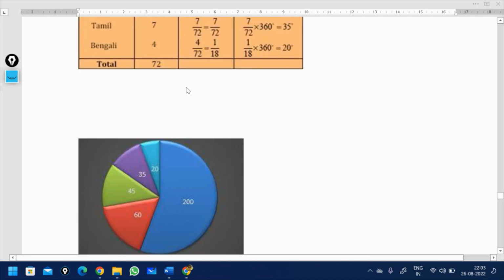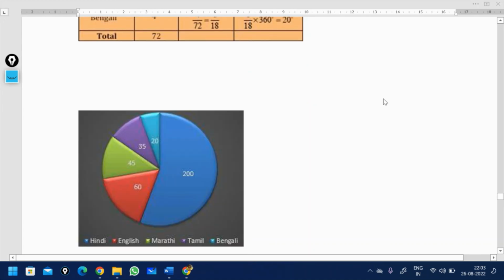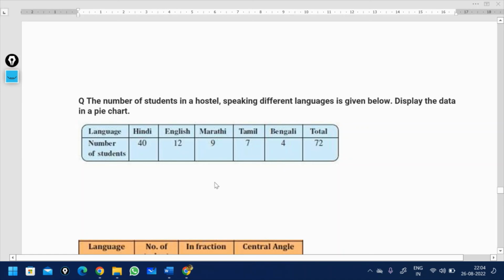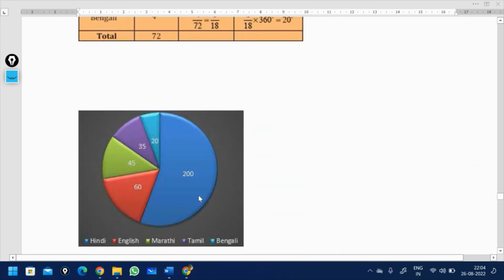So here is the final answer. When you present it, by looking at it, can you guess? Can you see the different shades being used here? That's very nice if you give different shades. And finally, the shade code: blue stands for Hindi, red stands for English. So this way, it's very easy to read the information given in the pie chart, and this pie chart tells us which is the maximum number. Hindi speaking people are the maximum, and minimum is which one? Can we see? Yes, Bengali.